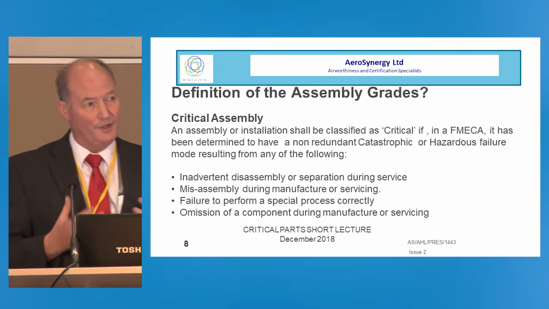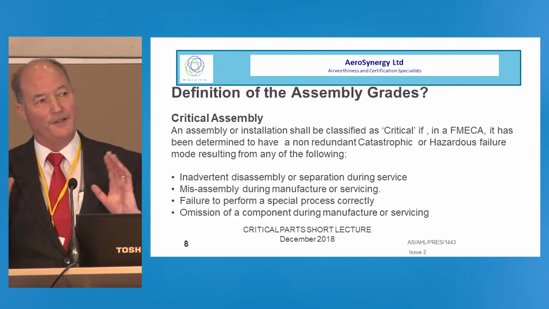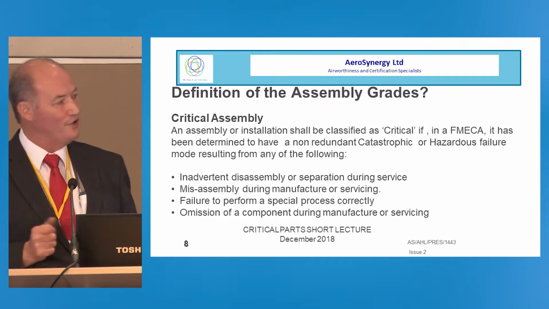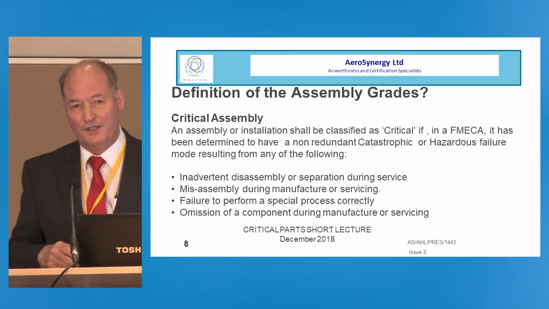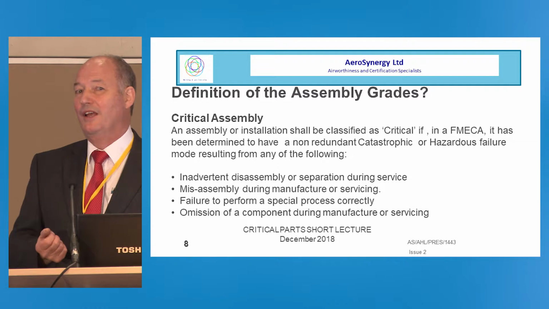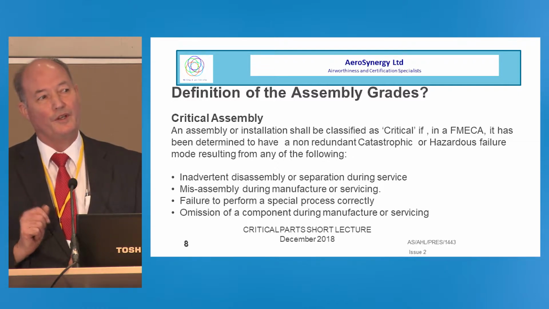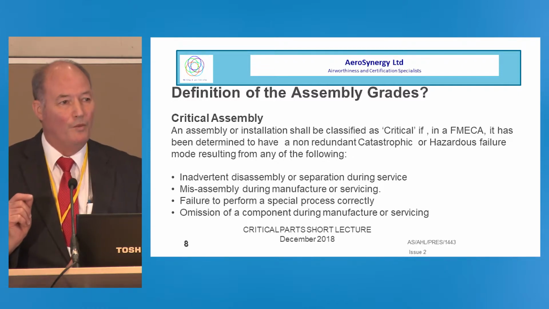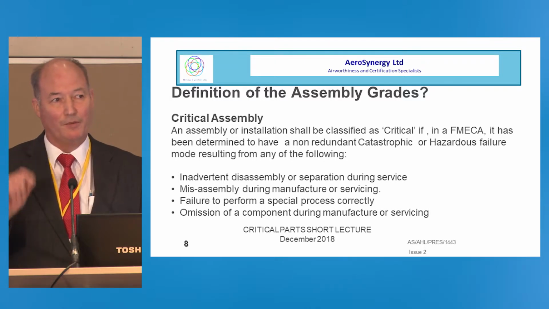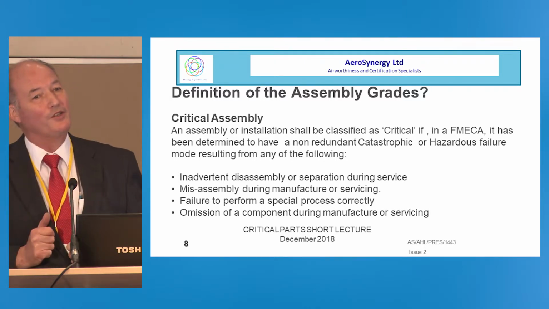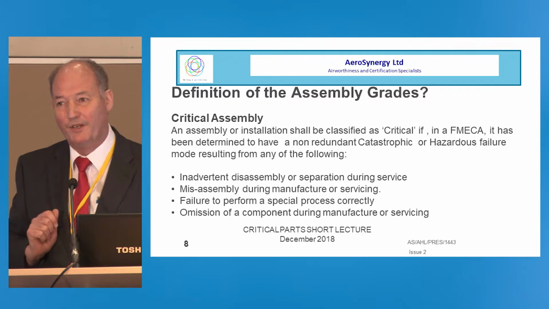So you look at the assembly, and if there is a way that that assembly could have a catastrophic failure mode, you make it a critical assembly, and you identify on the drawing critical points where inspectors have to double check with double independent inspection that that critical point has been done right.